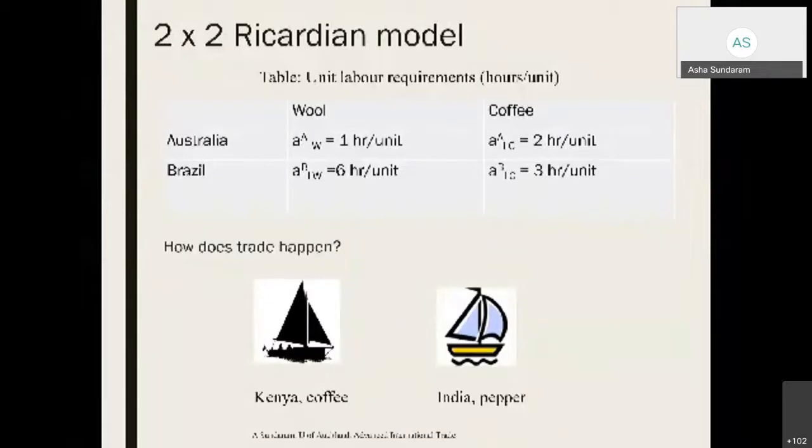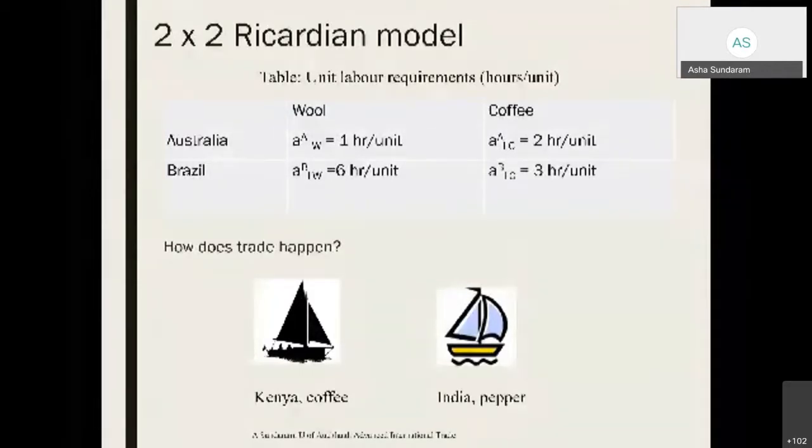Okay, clear? Now, we're going to talk about how trade happens, right? So one thing we're going to talk about is we have these technological differences. How is that going to determine how international trade occurs? So let's think back to the colonial times, right? So let's say we are in the 1800s.